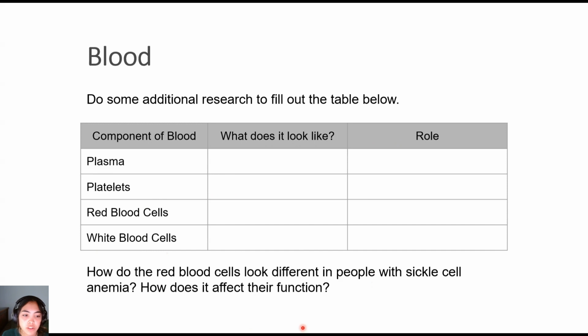And also, how do red blood cells look different in people with sickle cell anemia, and how does it affect their function? If you're someone who has researched malaria before, you might have heard of sickle cell disease, and you might know how that's an actual benefit for people that have malaria. But in general, sickle cell anemia isn't the greatest thing to have. But please make sure that you are completing this in your books.